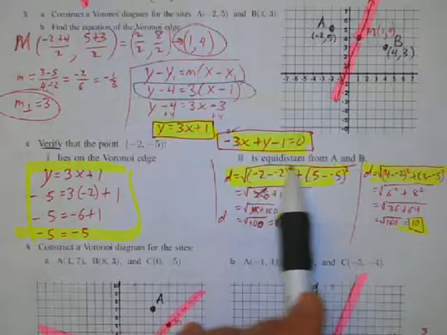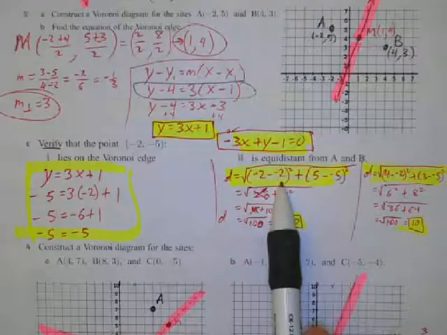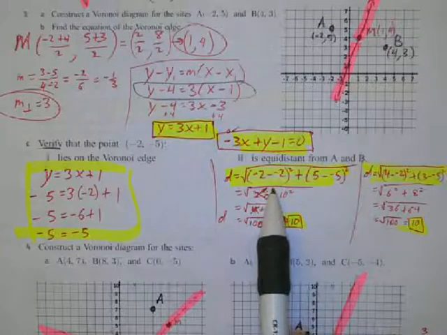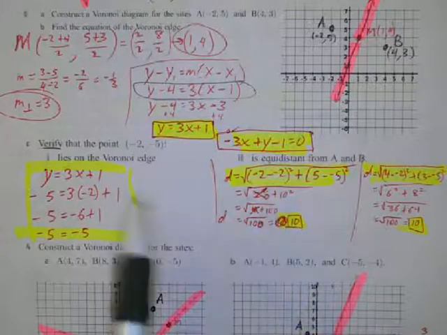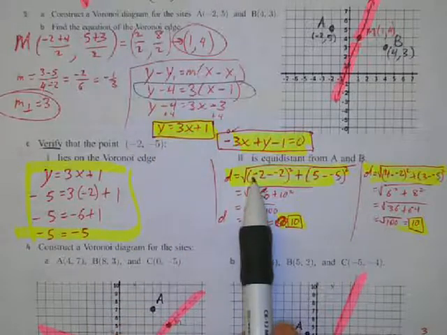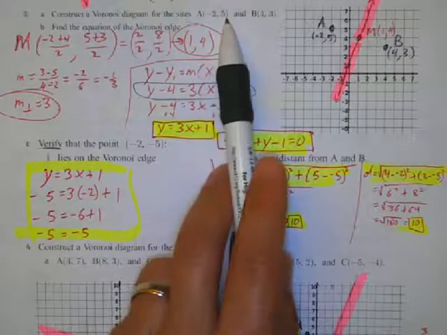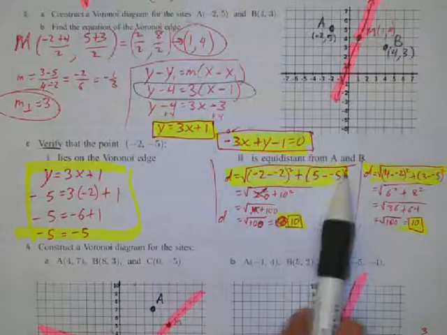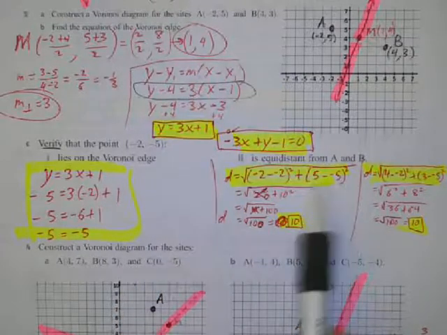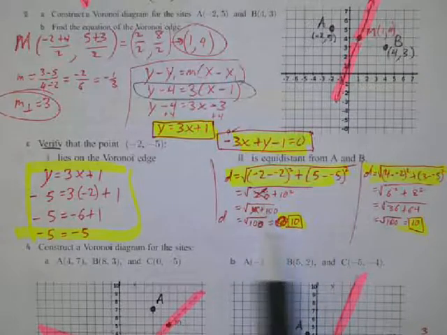Verify that it's an equal distance from A and B. So for A, the coordinates of A is -2, 5. So using the distance formula, I've got x value of -2, x value of -2, -2 minus -2, it's going to give me 0. 5 minus -5 is going to give me 10, so the difference between the y values is 10. So to figure out the distance, we're going to have 10 squared, and the square root of 10 squared is going to give me 10.